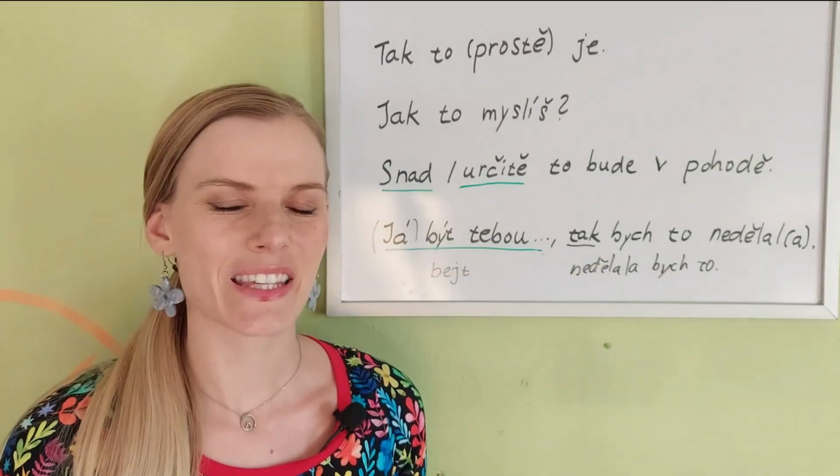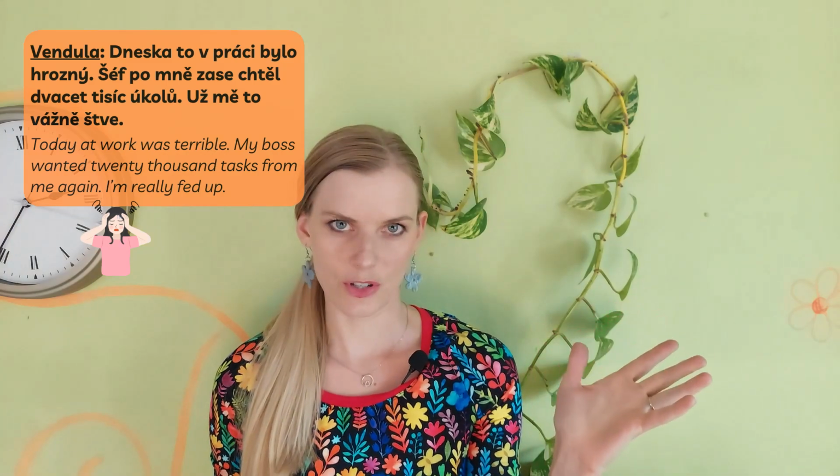Very well. Let's take a look at the dialogue. This is how we're going to do it. There is a dialogue between two friends, two women, Vendula a Kristýna. Vendula is ranting about her work, and Kristýna is listening. I'll be Vendula, and you will be filling in some words for Kristýna. Kristýna will be using very similar phrases that I introduced here on the board. Let's take a look at the first part.